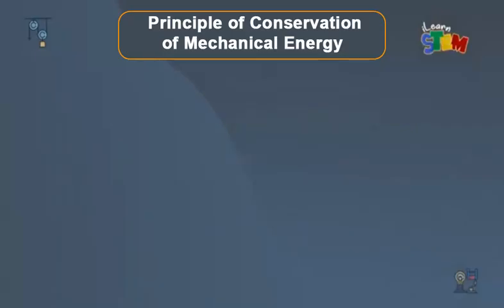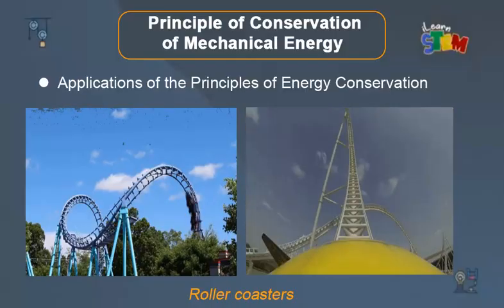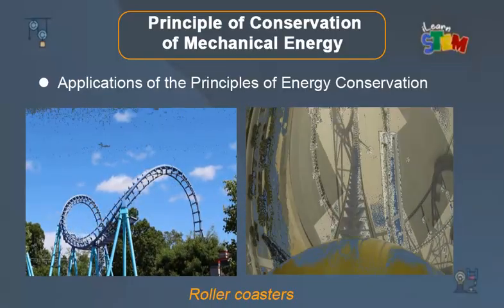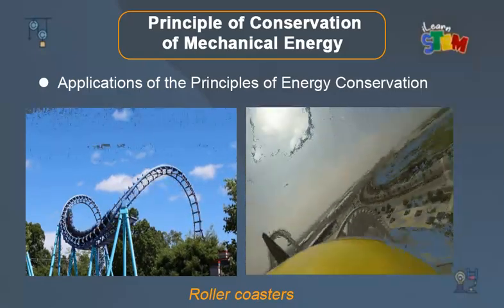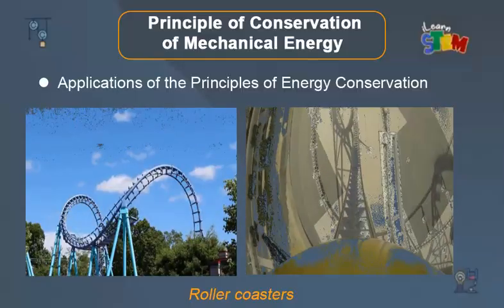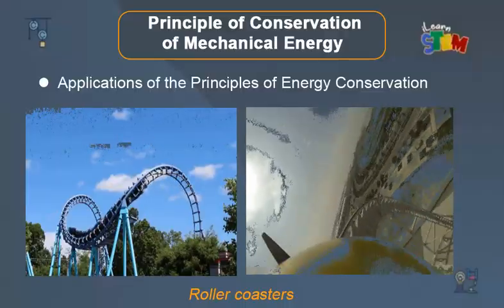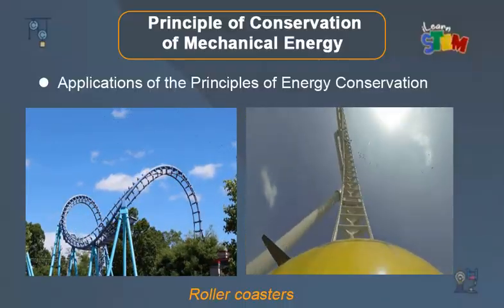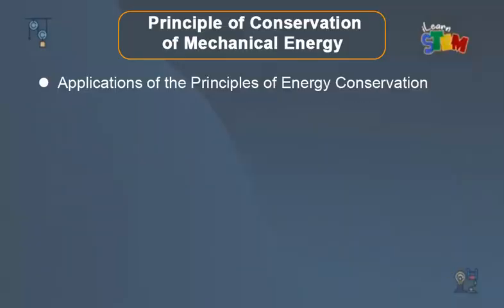This principle applies to many real-life scenarios. Let's look at some examples. A roller coaster. At the top of a hill, it has high potential energy. As it comes down, this energy turns into kinetic energy, making it speed up. Then, as it climbs the next hill, kinetic energy turns back into potential energy. This is why roller coasters don't need engines after the first drop. They rely on energy conservation.